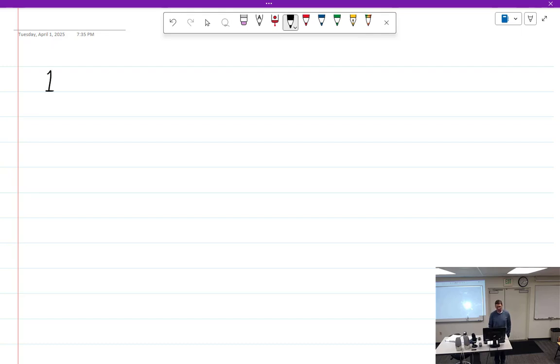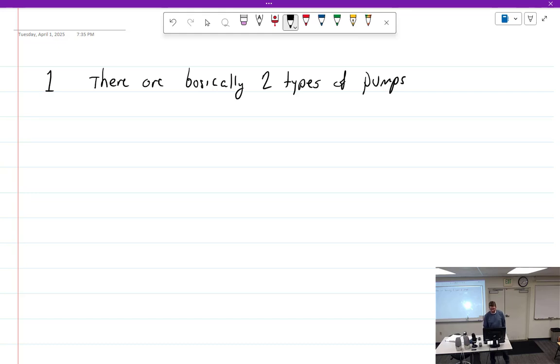There are basically two types of pumps. What, you had a question? Two types. I mean, is that on? No, it's not on. Two types of pumps. You get it? I think so. Two types of pumps. What are those two types? Pressure. Regular, extra pressure. Ones that work and ones that don't work.